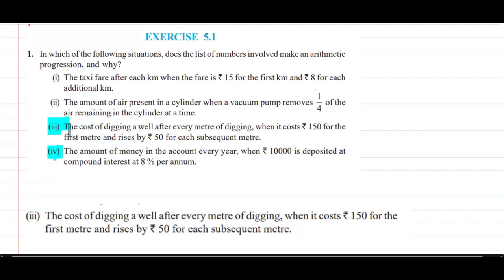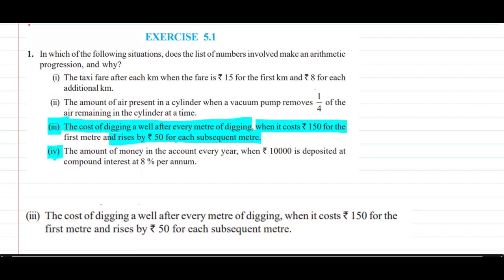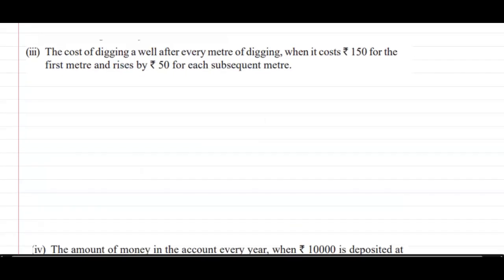The cost of digging a well after every meter of digging, when it costs rupees 150 for the first meter and it rises by 50 rupees for each subsequent meter. Okay, the question is the cost of digging a well after every meter of digging, when it costs rupees 150 for the first meter and rises by 50 rupees for each subsequent meter.